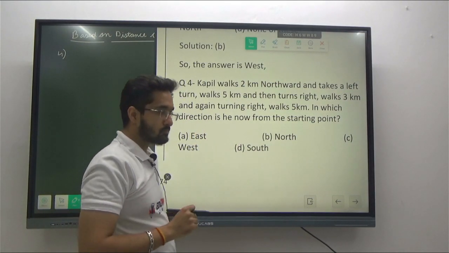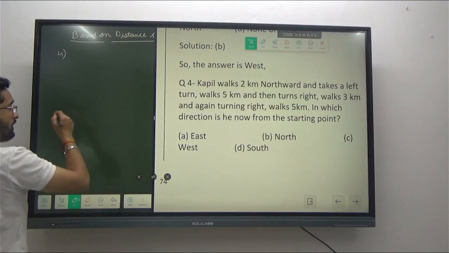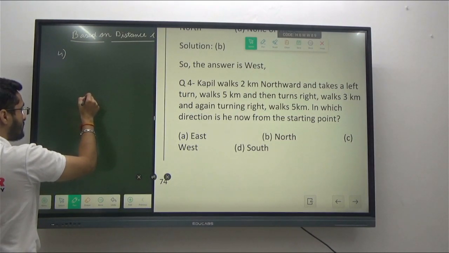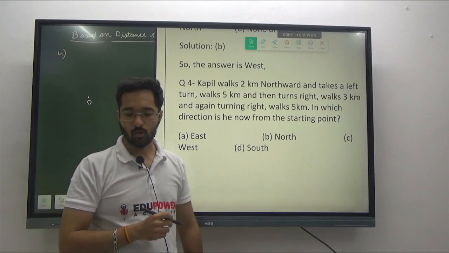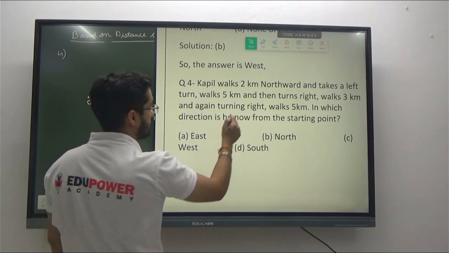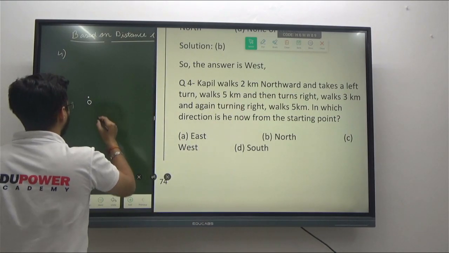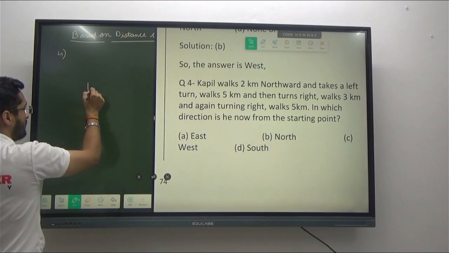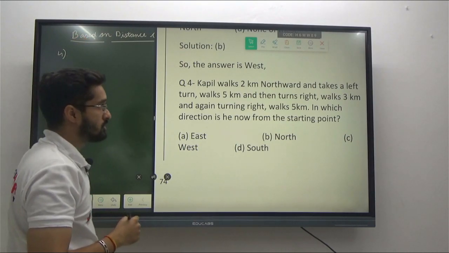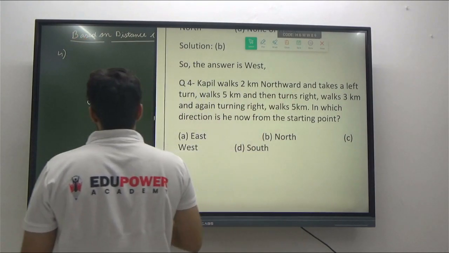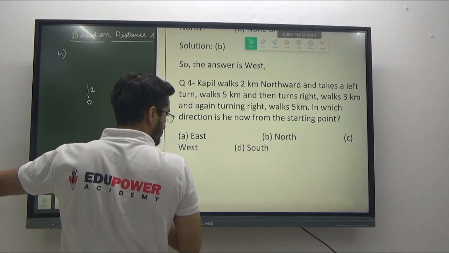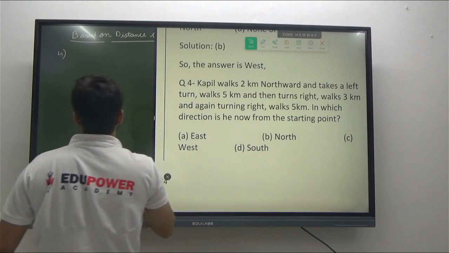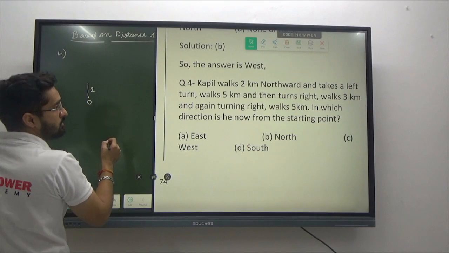How do we attempt such a question? Wherever the person starts, we take that point as the point of origin. We take that point to be point O. Now, Kapil walks 2 km northward. This direction is north, and he takes a left turn. Now, if Kapil is walking northward and he takes a left turn, he will turn to the west.